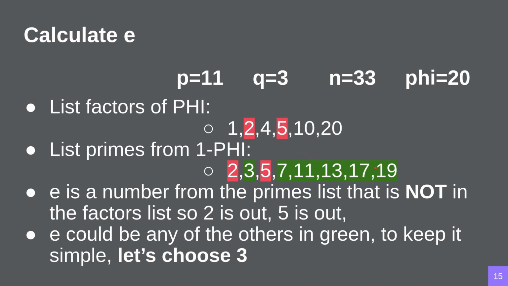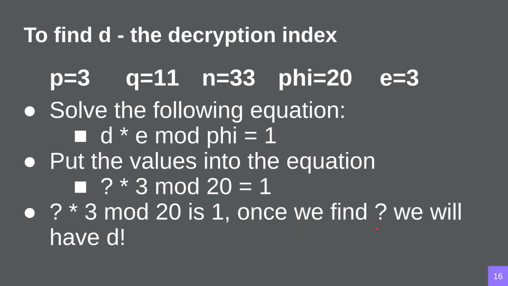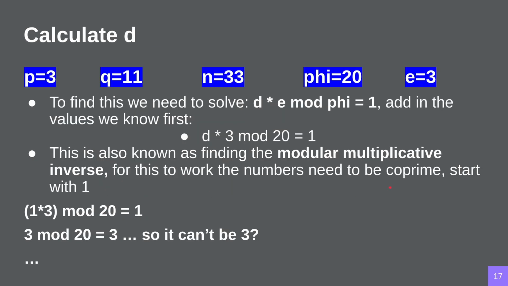Now, let's move forward. So now we've got E is going to be 3 in this implementation. I've listed the numbers up the top here. And then to calculate D, as we've done, we just need to solve D times E mod Phi equals 1. As we've seen in previous examples, we all should know by now that 21 is the answer. So 7 times 3 gives us 21, mod 20 equals 1. So D is going to be 7.